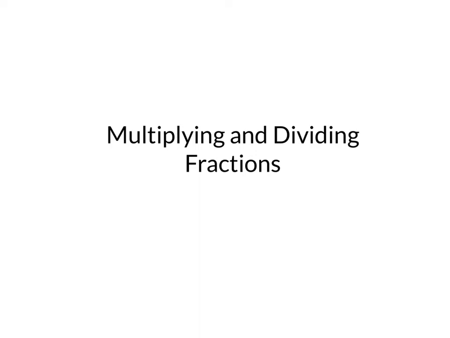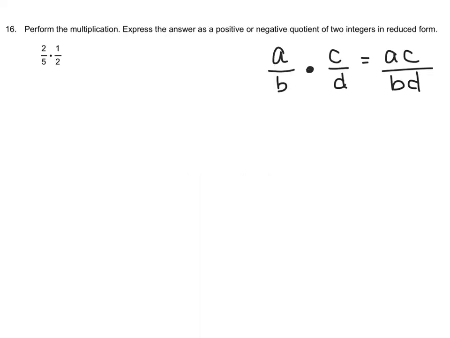Multiplying and dividing fractions. Perform the multiplication. Express the answer as a positive or negative quotient of two integers in reduced form. 2/5 times 1/2. In order to multiply fractions, all we do is multiply the numerators together and then multiply the denominators together. So here I have 2/5 times 1/2.